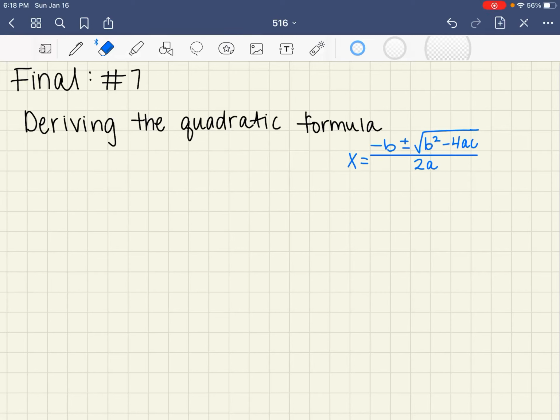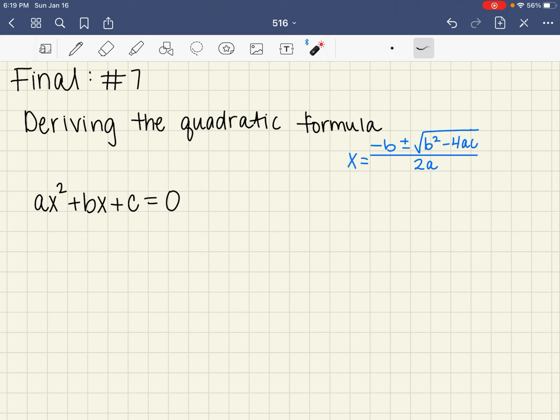This is question 7 for the final. We have to derive the quadratic formula. So the first thing that we're going to do is look at the standard form of a quadratic: ax squared plus bx plus c, and we're going to set it equal to 0.